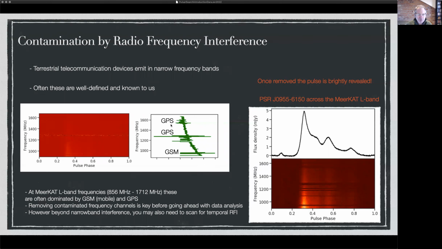But if we remove all of these radio frequencies, then you can see that we get much improved data. So radio frequency removal is very, very important. And it's an important area of development to improve the methods by which we can remove this interference automatically from our data.